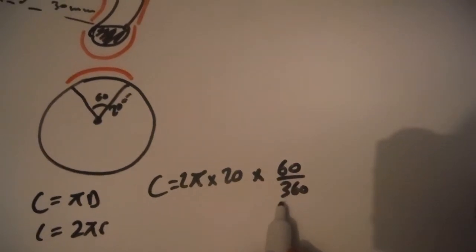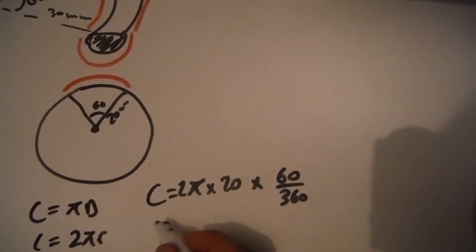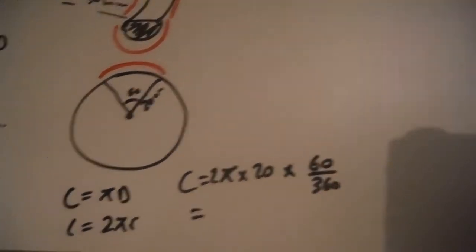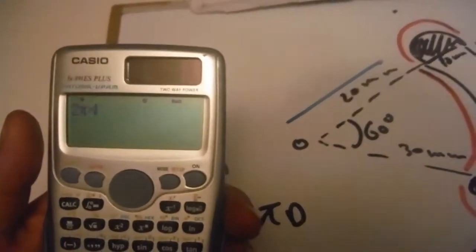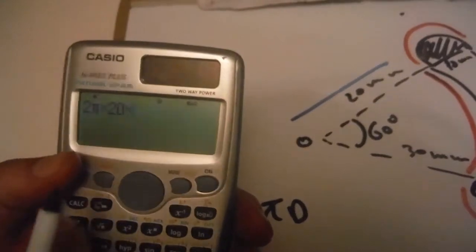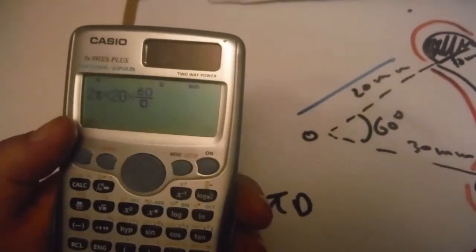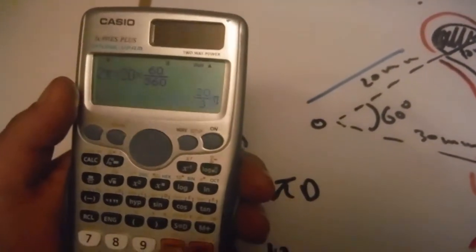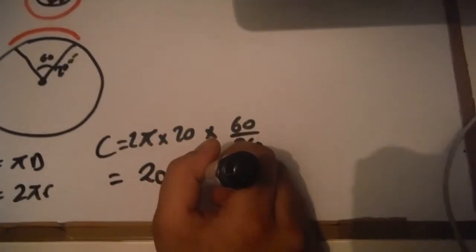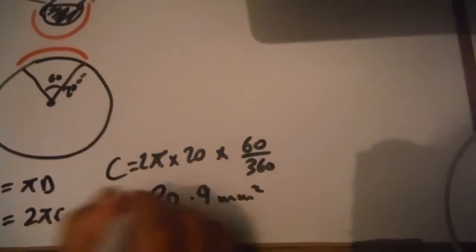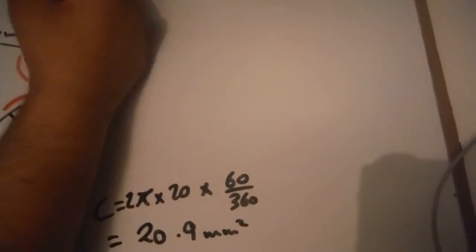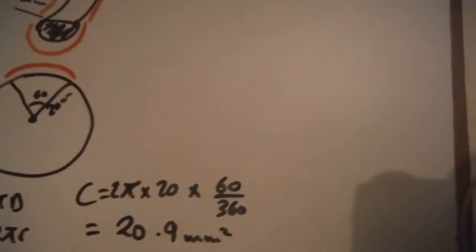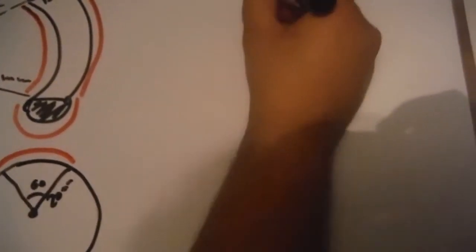So we're timesing by 60 over 360. So therefore, put that in the calculator, we're going to get 20.9 millimeters. Okay, so that's just for the smaller circumference, and we're going to do the same thing but for the bigger circumference.